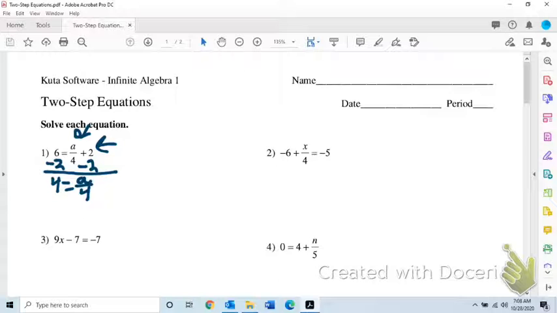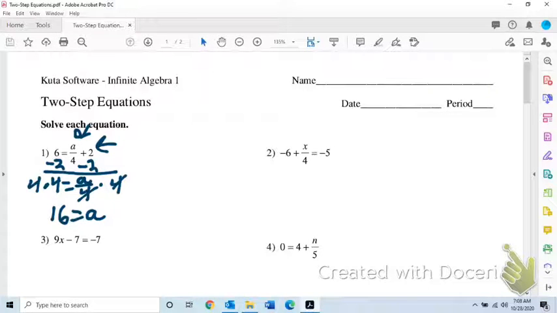I just realized that some of these are duplicates from what we did yesterday, and that's okay. We'll just work through. So if they are the same problem as we did yesterday, don't worry about it. This is a divided by 4, so we multiply by 4, and we get 16 equals a.